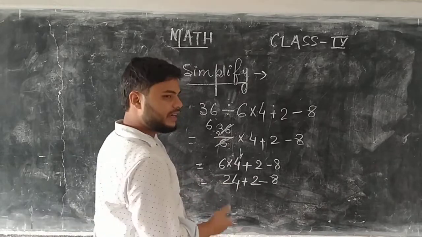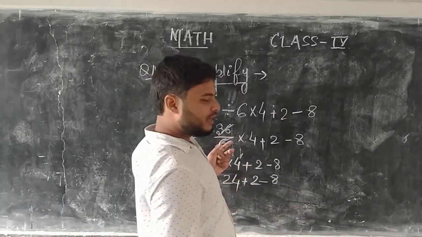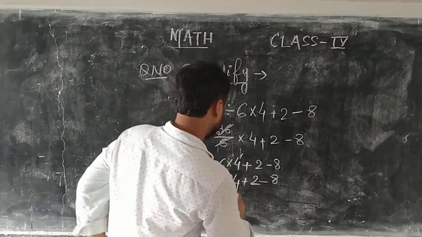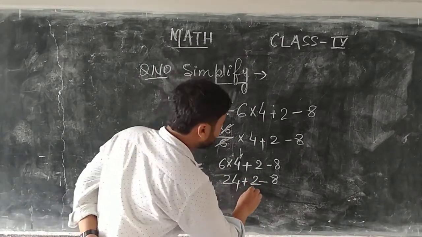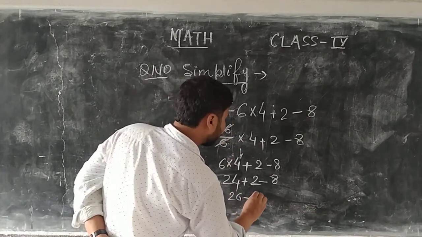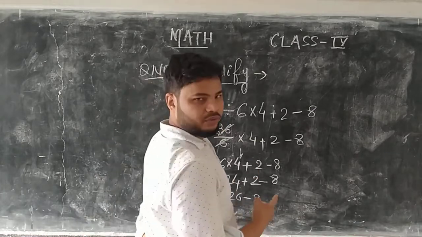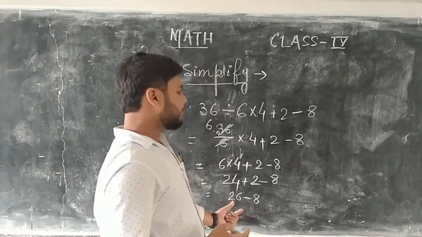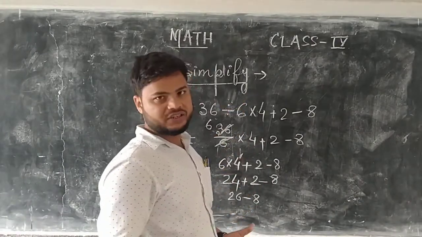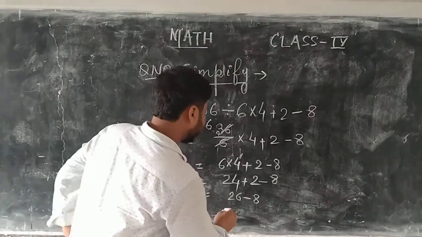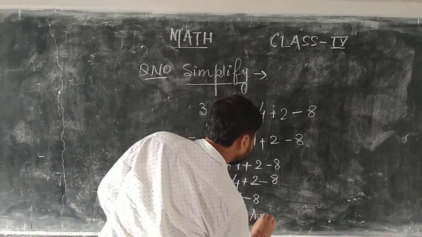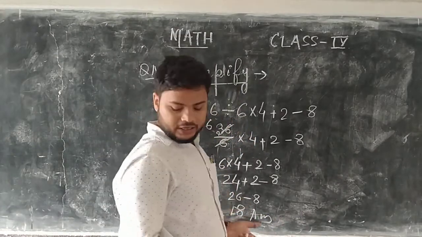After that, next step in BODMAS comes addition. We will add these two numbers. What will be 24 and 2? 26, and minus 8. Last work is subtraction. Here we will subtract and we will get the right answer of this simplification. We get here 18. This is the answer of this problem, 18.